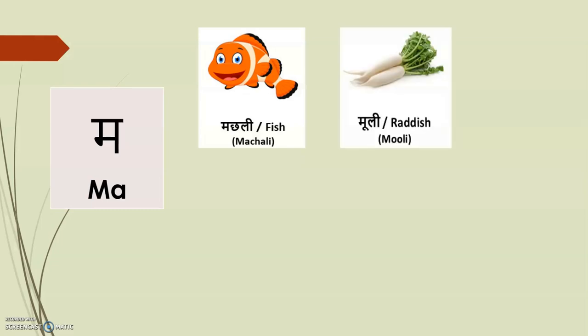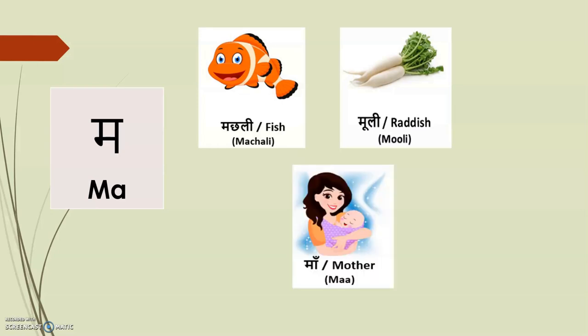In the second picture, we can see radish. Radish in Hindi is called Mooli. In the third picture, we can see a mother. Mother in Hindi is called Ma.